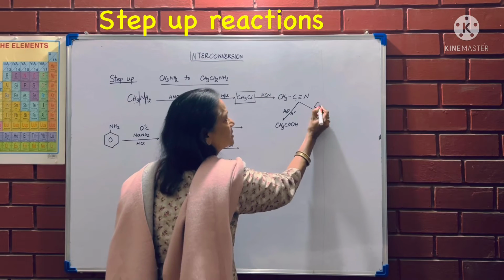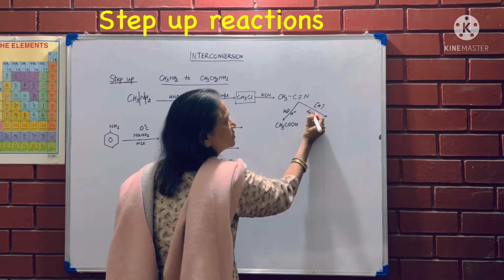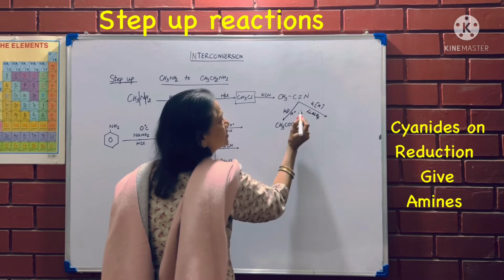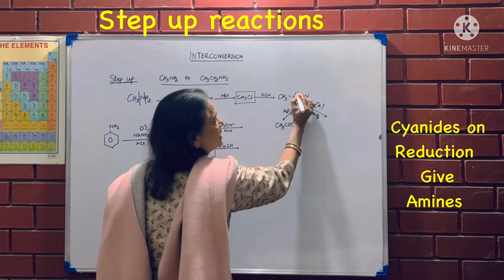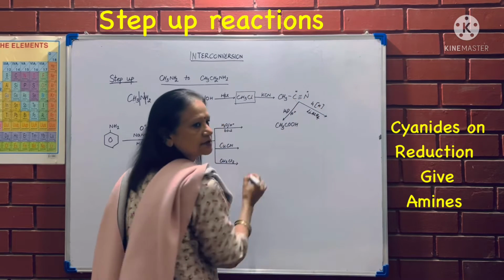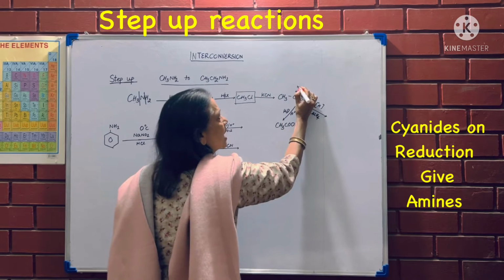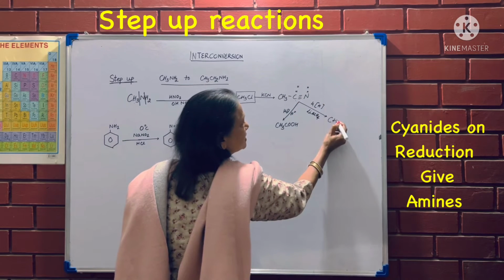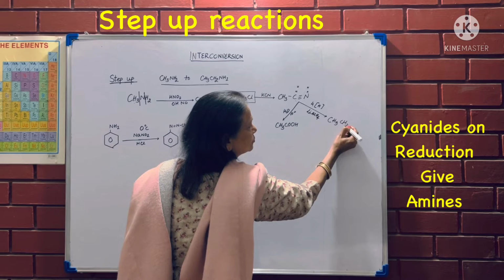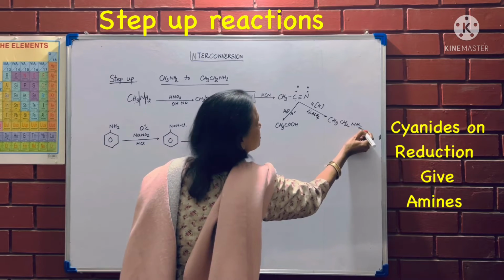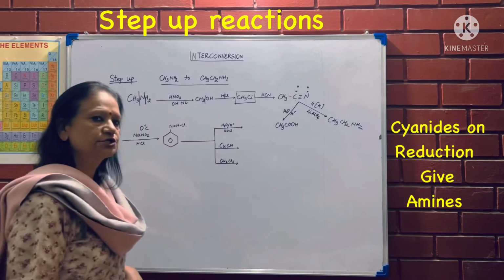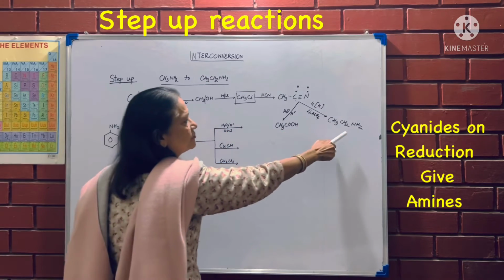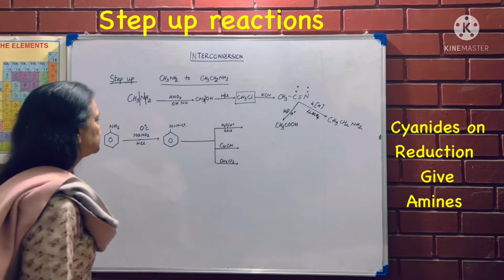If I reduce it with the help of any reducing agent, then 4H I'll attach here. So a triple bond, if I attach one hydrogen, becomes a double bond. Another hydrogen, it becomes a single bond. So my compound becomes CH3CH2NH2. So cyanides on reduction give you amines. So I had started with one carbon atom, I have reached two carbon atoms.